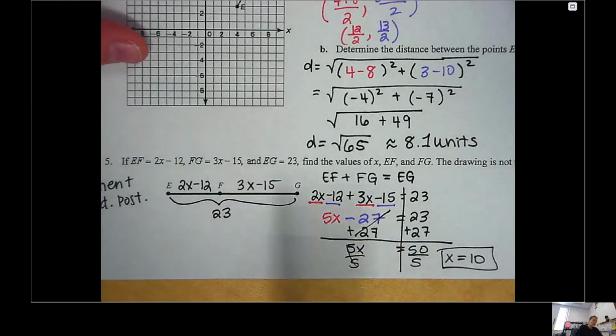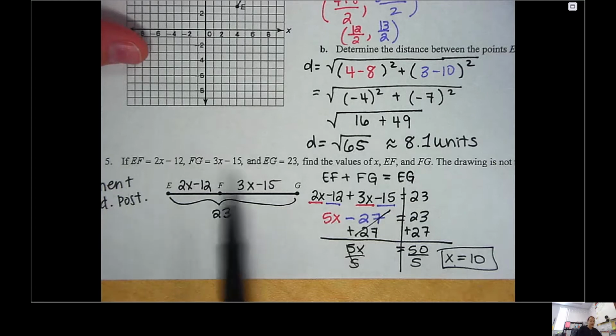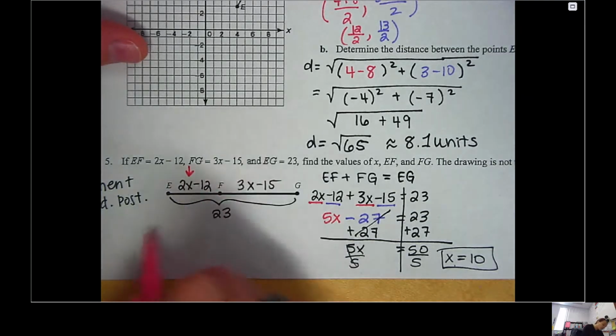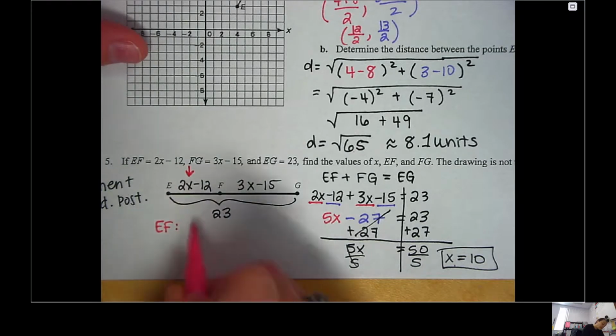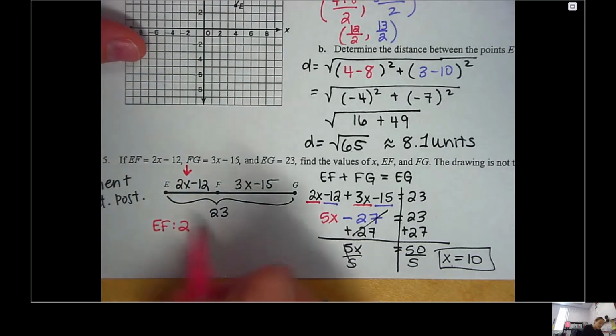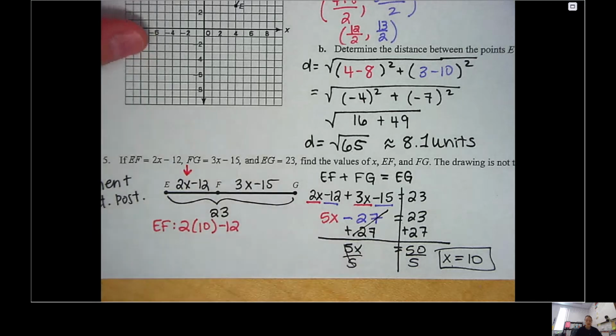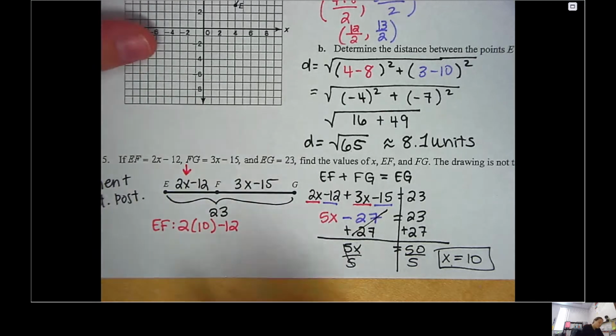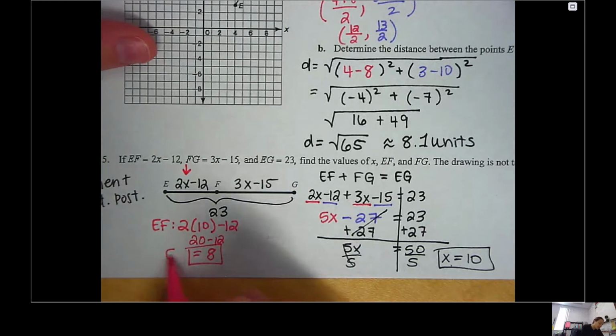Now that's great, but the question asks me to find the values of x, EF, and FG. So that means I need to take this number and substitute it in everywhere I see the x value. So I'm going to do EF first. This is 2 times, instead of an x, I'm going to put a 10 there, and then minus 12. So 2 times 10 is 20, and 20 minus 12 gives me 8. So EF is equal to 8.